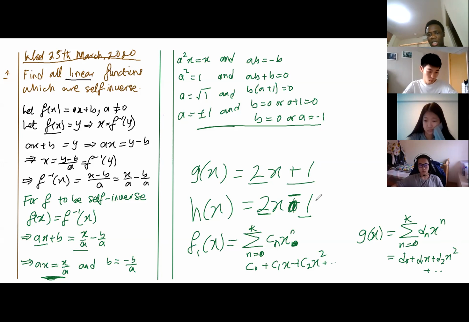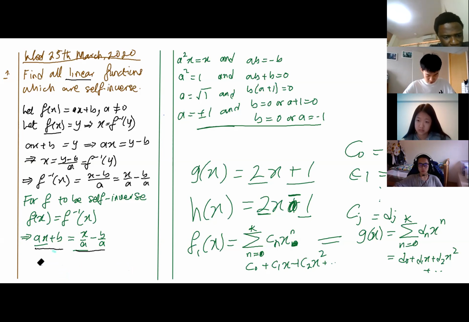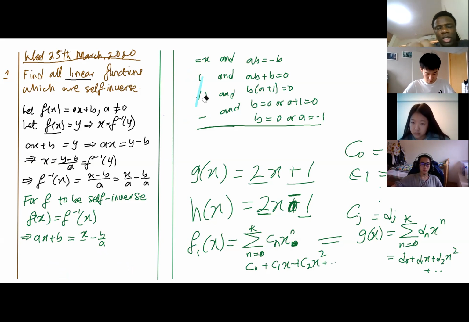If we claim that these are the same, for these two to be equal, what happens? C naught must be D naught. Do you agree? C1 must be D1. Does that make sense? And so on. Cj must be equal to Dj, for some j; your j could be 0, 1, 2, 3, we don't know. Am I making sense? That's the point we're trying to make here. We're trying to say that if these two are equal, then we can equate their coefficients. So I'm going to start that step again. Instead of going through this, let's take the process again.